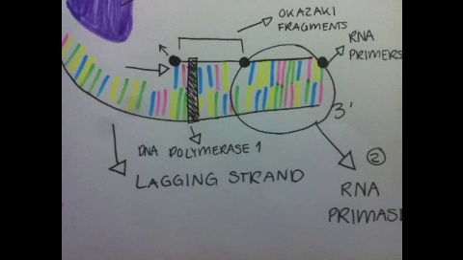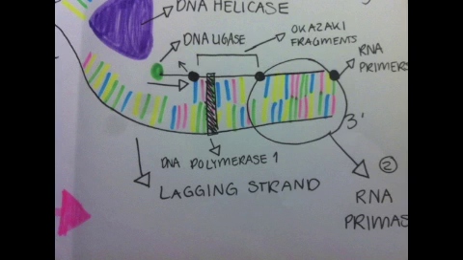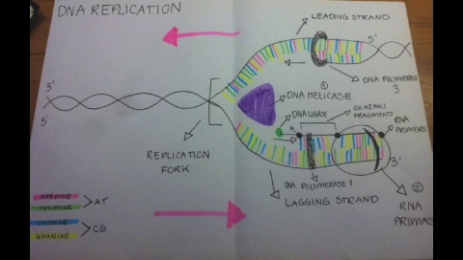DNA polymerase I moves along the replication fork, removing the RNA primers and replacing them with DNA. Finally, DNA ligase attaches the Okazaki fragments into a continuous strand of DNA, and DNA is fully replicated.